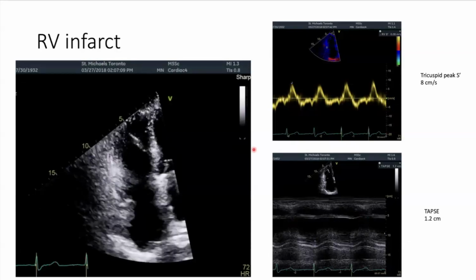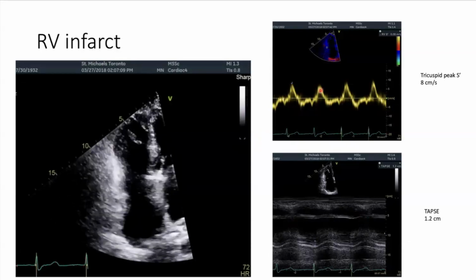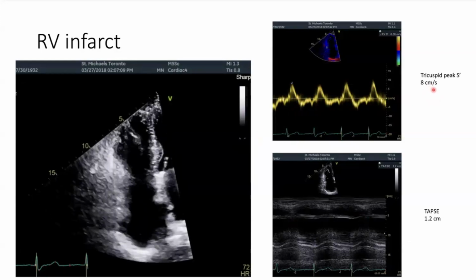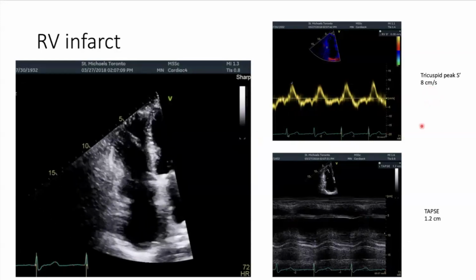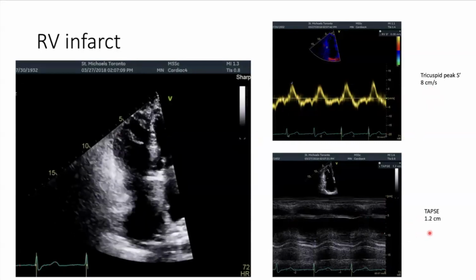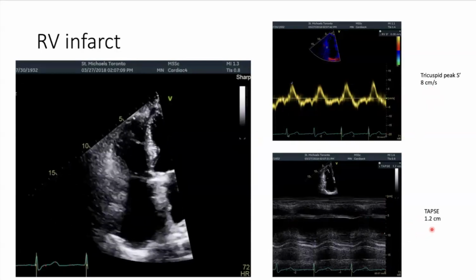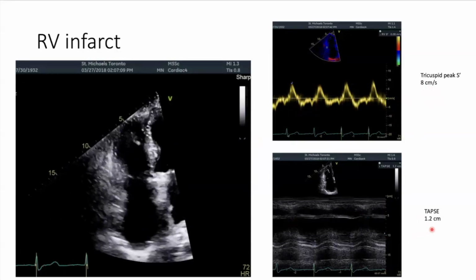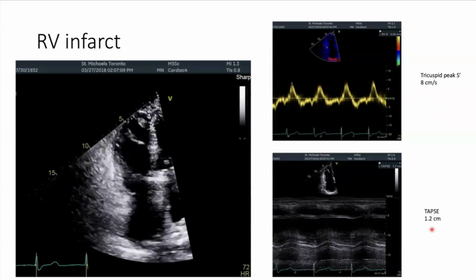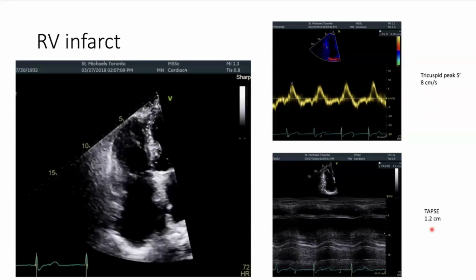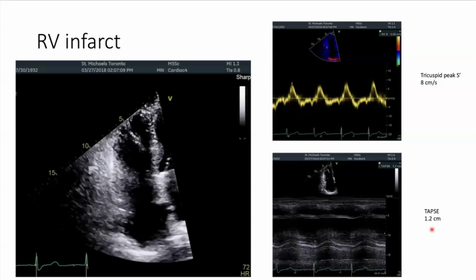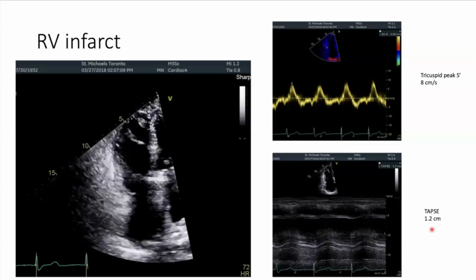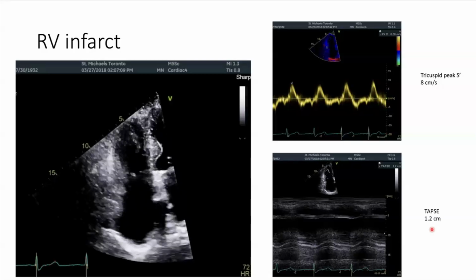When we try to do tricuspid tissue Doppler, we get a measurement of 8 centimeters per second, well below the cutoff of 12. And when we do the TAPSE, we get a measurement of 1.2 centimeters, well below the cutoff of 16 to 18. So there's multiple indications here that we have RV dysfunction. We have RV dilatation, septal flattening, wall motion abnormalities, and measurement abnormalities. So in the context of an inferior STEMI, this is pointing to an RV infarct.